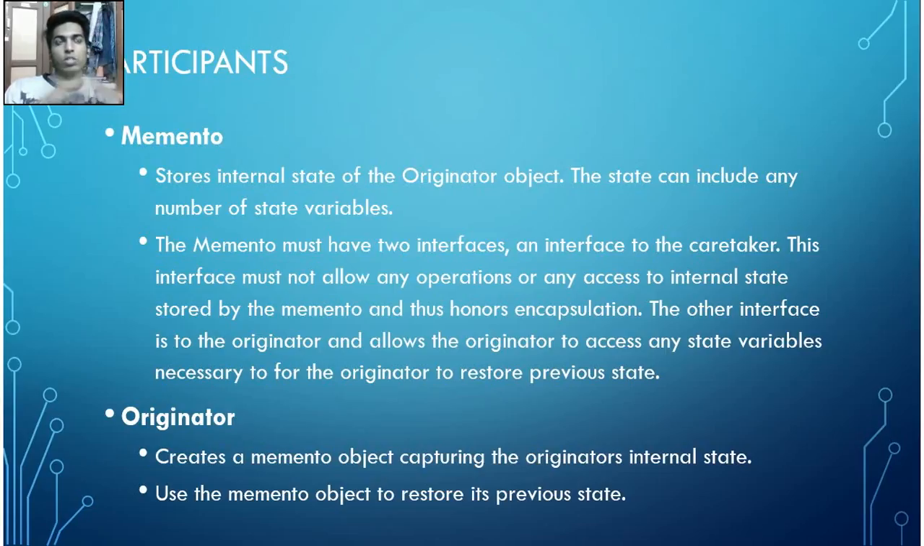The originator is the object whose state we have to store. Let's say it's a game, so the game's progress is the originator there, and a particular state is a memento. The originator creates a memento object. A memento is always of the type in which the originator is defined, and a memento object is used to restore the originator to its previous state.